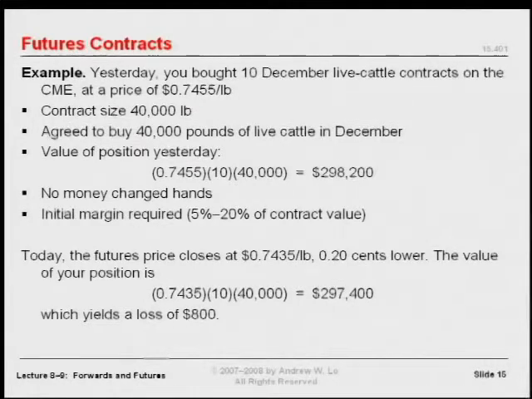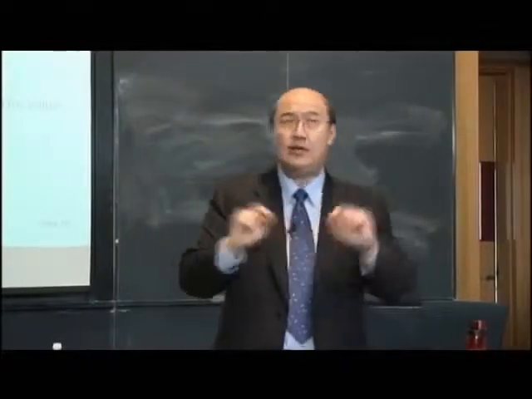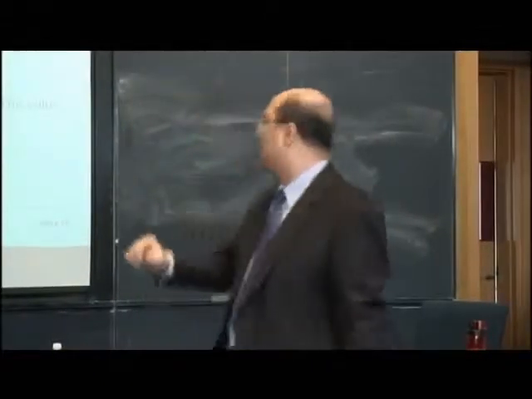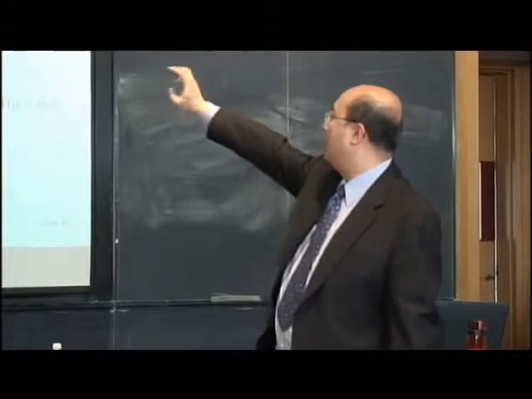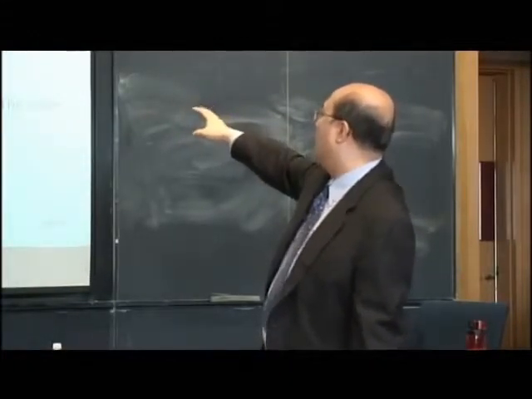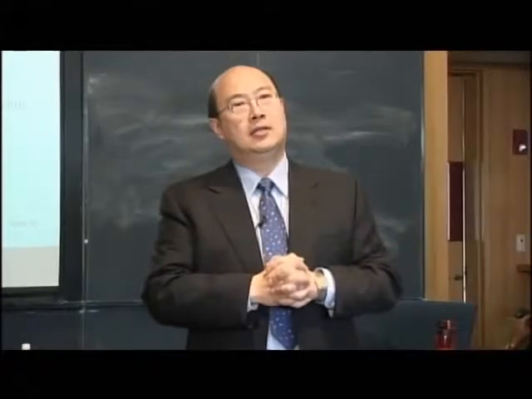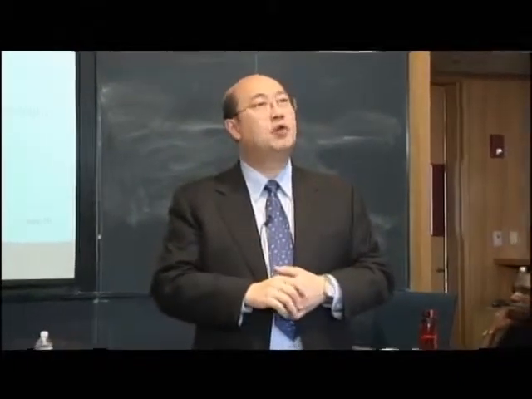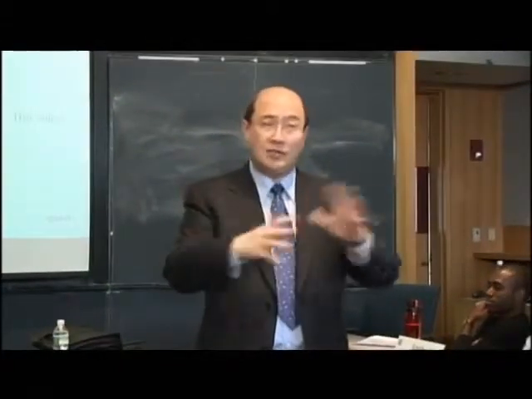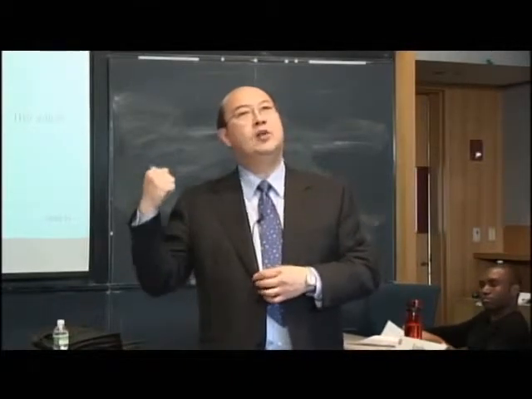So the value of your position is the size of the contract multiplied by the futures price multiplied by the number of contracts. So it's 298,200. That's the size of your position. Sometimes it's also called the notional size. You've heard that term over the last few weeks, notional. Well, this is an example of a notional.